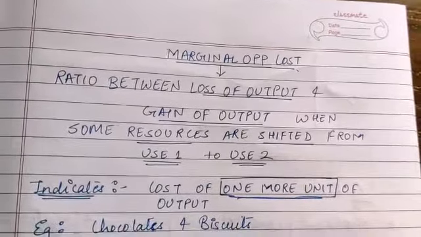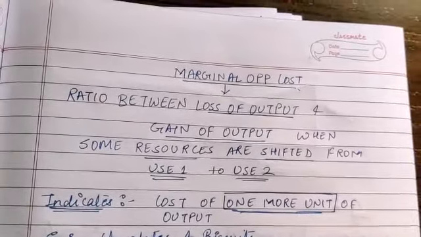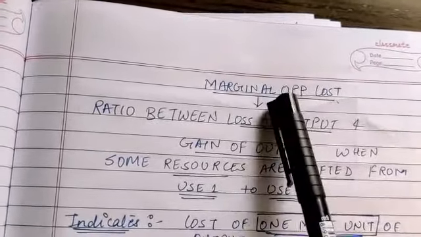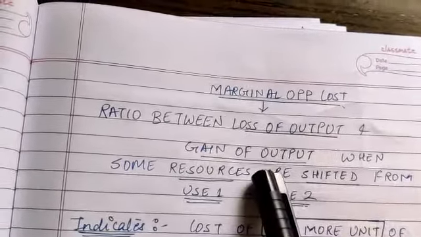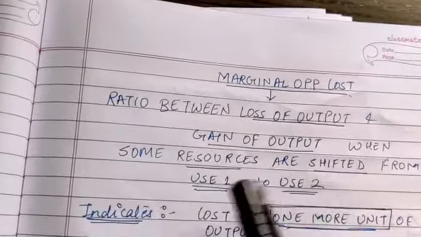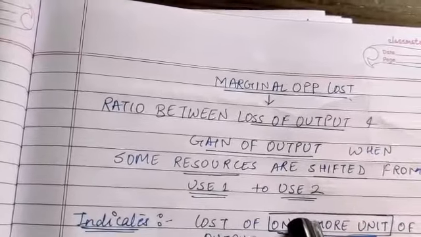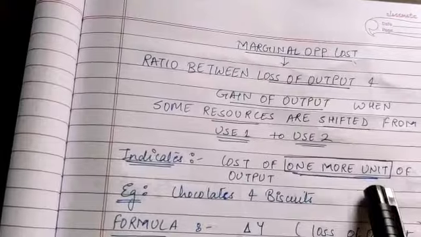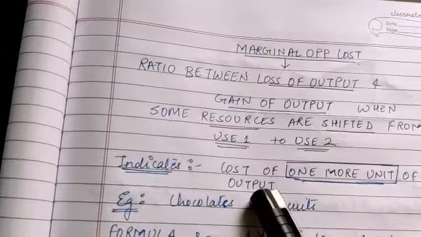Now, what do you mean by marginal opportunity cost? Marginal opportunity cost is the ratio between loss of output of one commodity and gain of output of another commodity when some resources are shifted from use 1 to use 2. Now, what does it indicate? It indicates the cost of one more additional unit of that commodity.